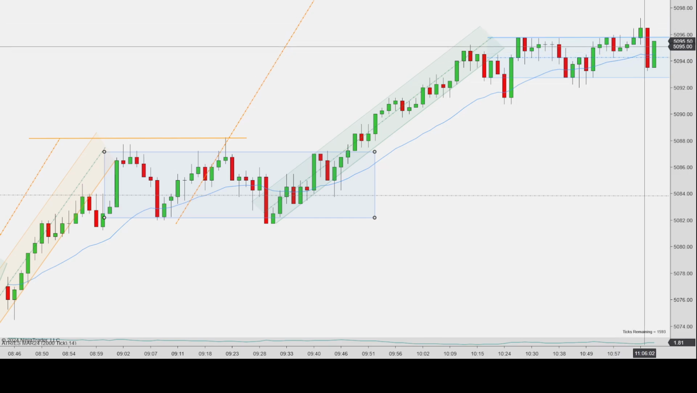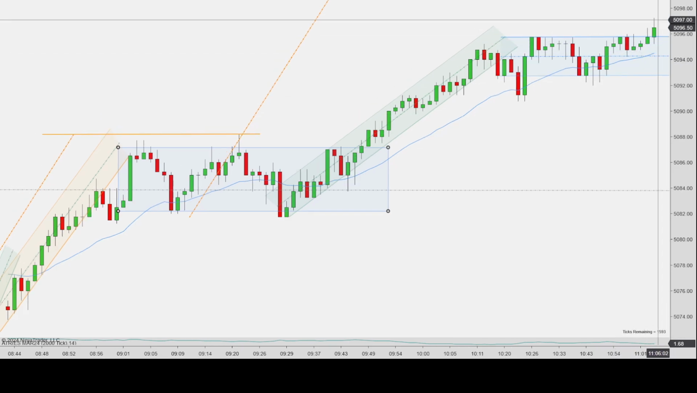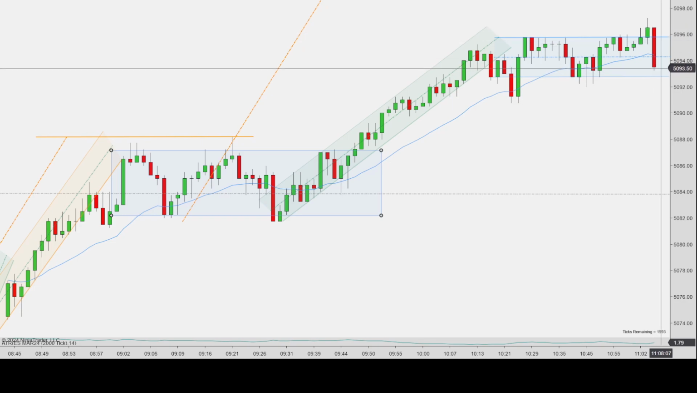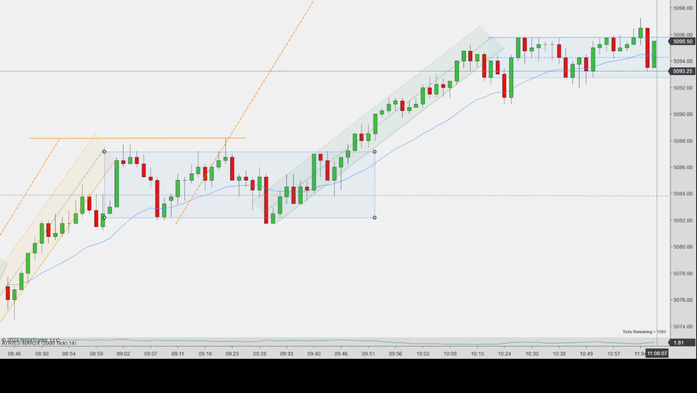First entry short, second entry short. Seeing this candle in real time, I wouldn't have thought to take a short. But then once this candle opens and closes way down here, you have a confirmed second entry short, but it's too late for this trade.